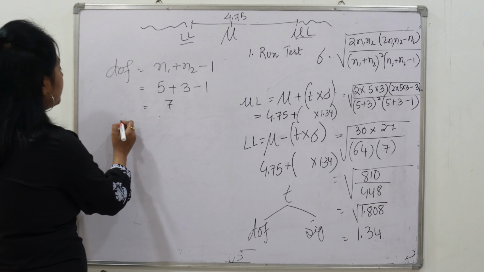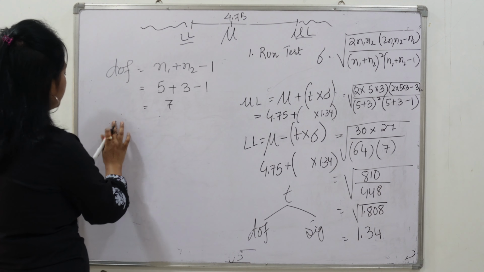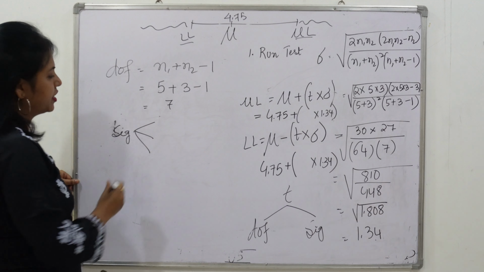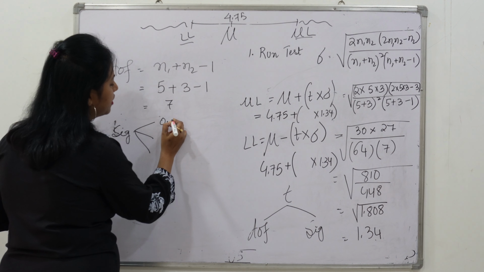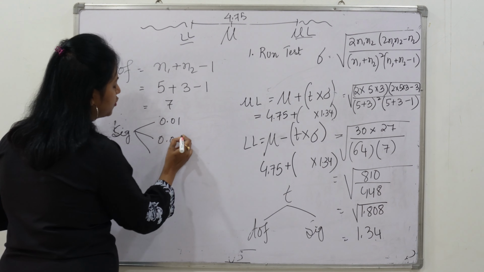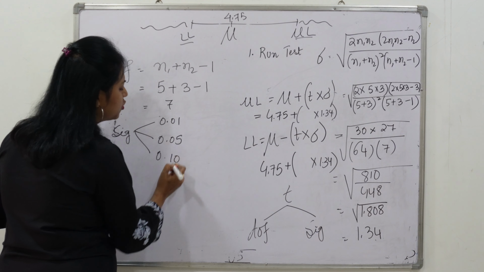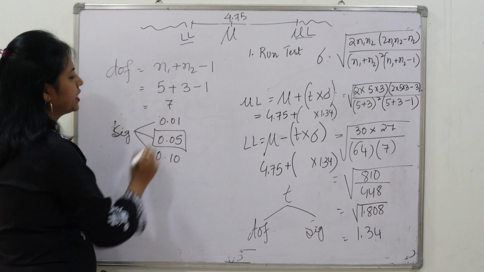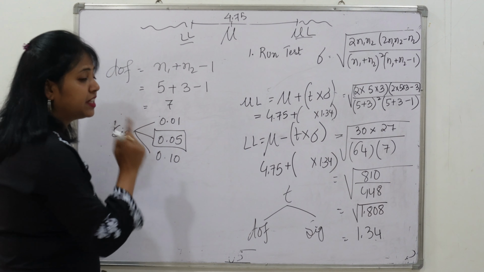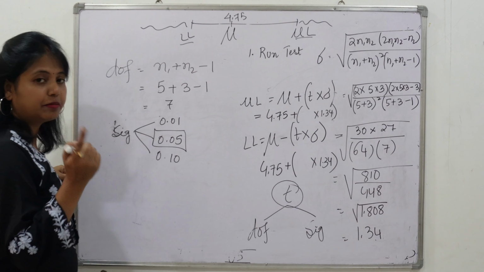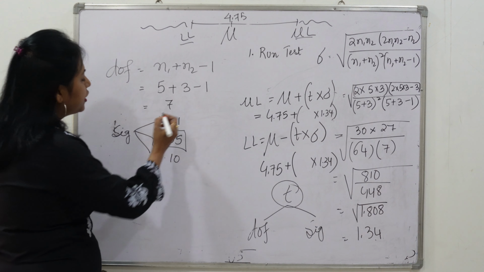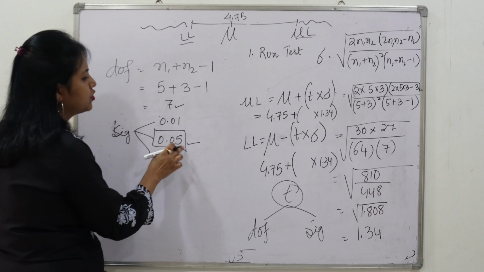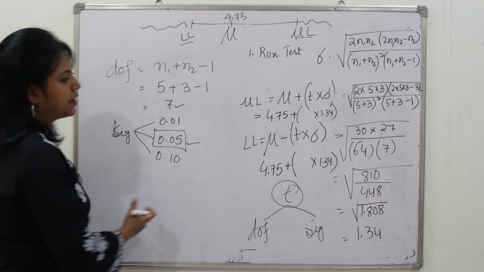And what is your t? What is SIG? SIG means at what level of significance you want to test. In statistics you can have 0.01 level of significance, 0.05 level of significance and sometimes 0.10 level of significance you accept. So let's take 0.05 as widely accepted. So we will find out in the t distribution table, for a degree of freedom of 7 and with the significance value of 0.05, what is the value of t? And we will write it here.